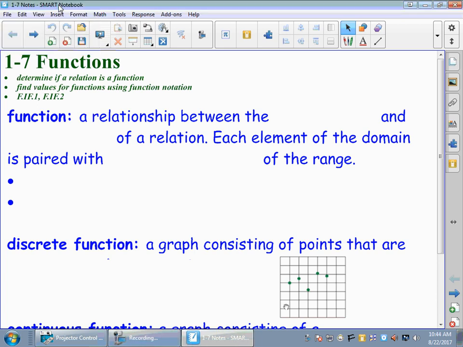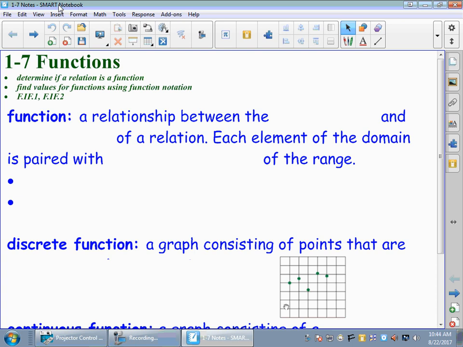These are your 1-7 notes on functions. This will wrap up chapter 1 for us. We're going to talk about those relations a little bit. We're going to classify them as a function or not. And then we're going to just do some function evaluation.